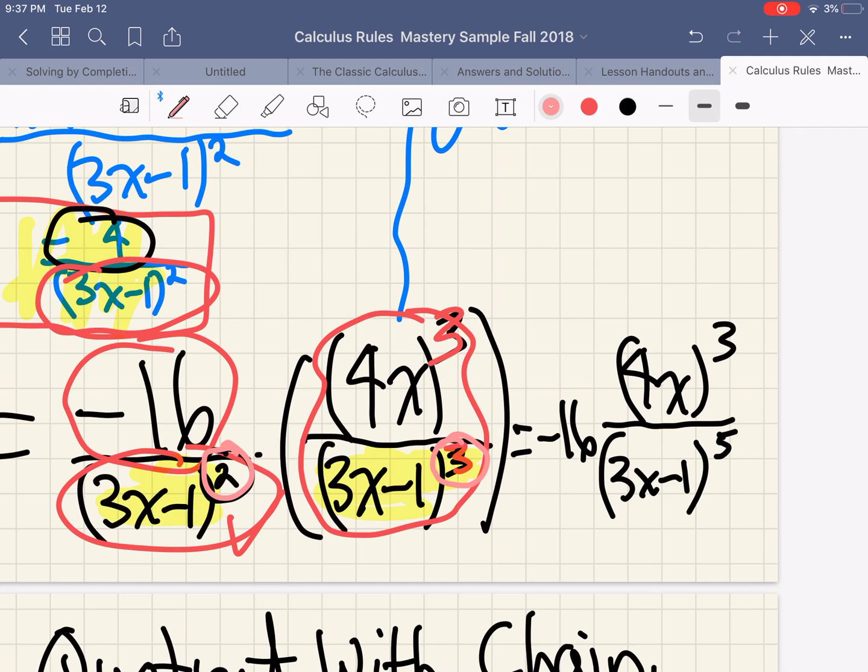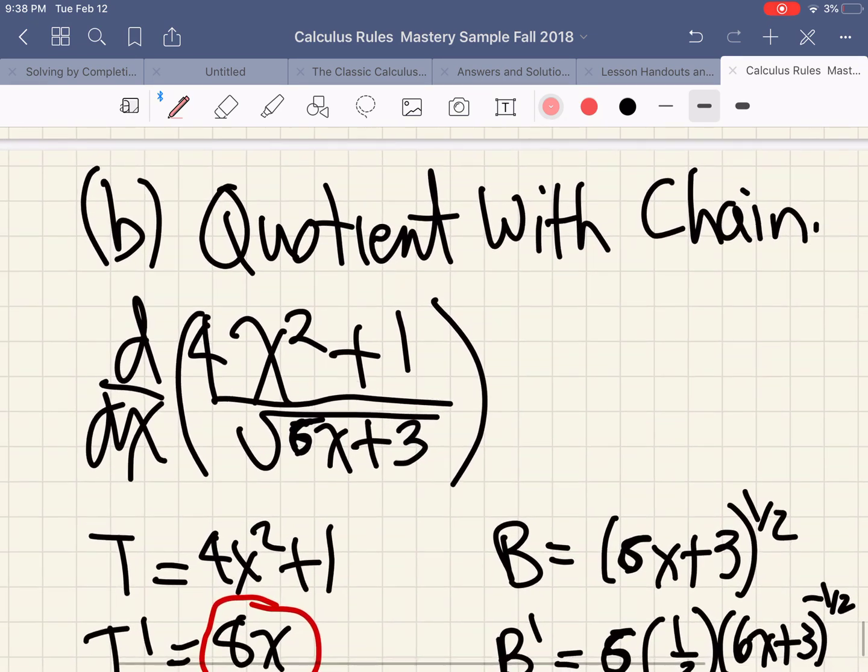When I multiply powers with the same base, I add the exponents. That's how I get the fifth power on the bottom, because of the 2 and the 3. Then I have the 4x cubed on the top, and I have the coefficient of negative 16. So that's how you do a combined quotient rule with the chain rule. Now, one last one here.